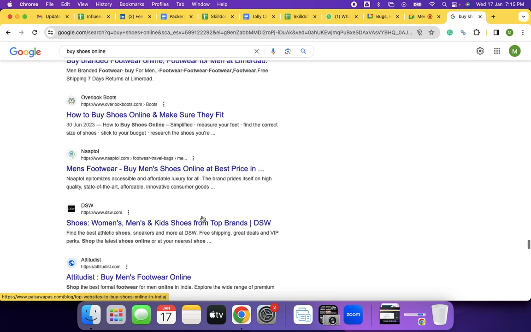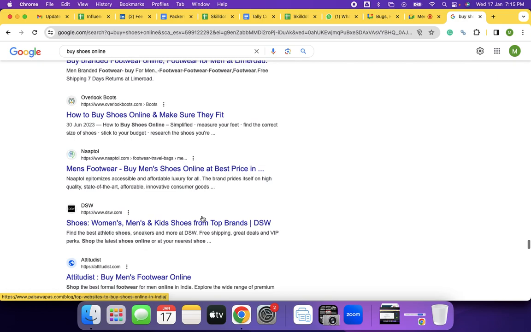Click through rate is clicks or visits divided by impressions. Impressions is people seeing it. Buy shoes online is being googled by a few hundred people every hour, or every day, correct?